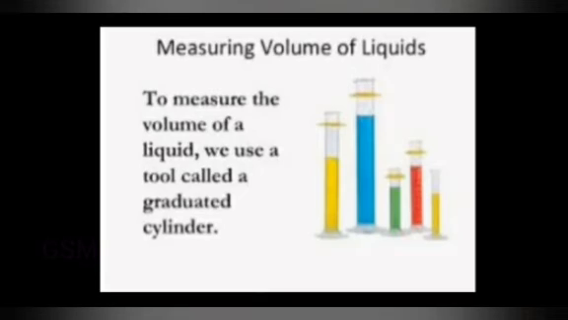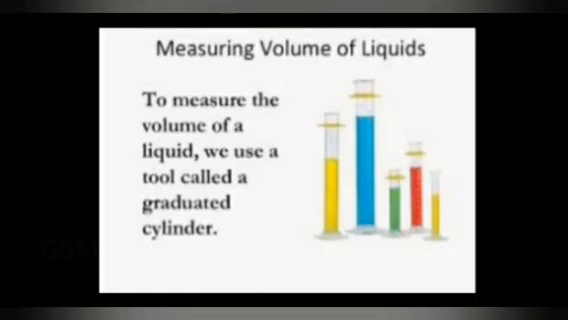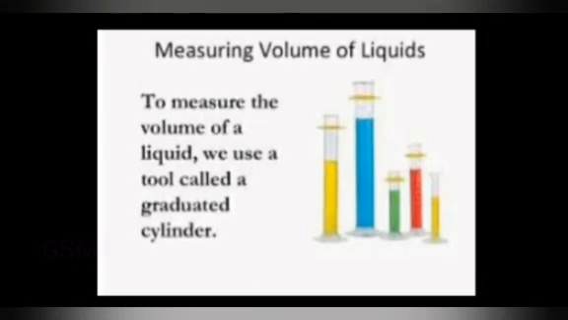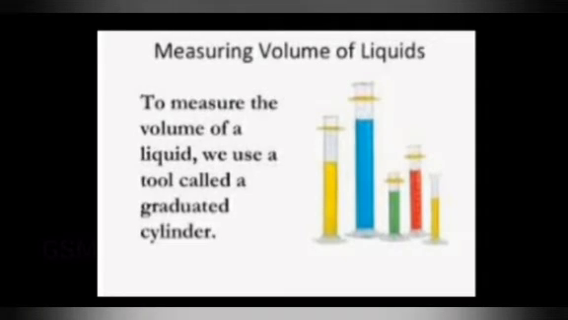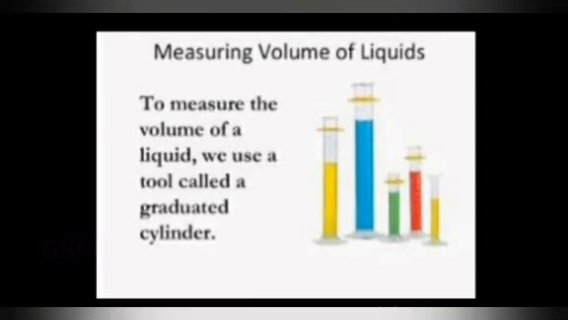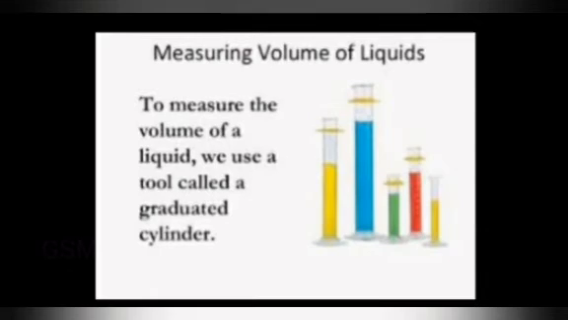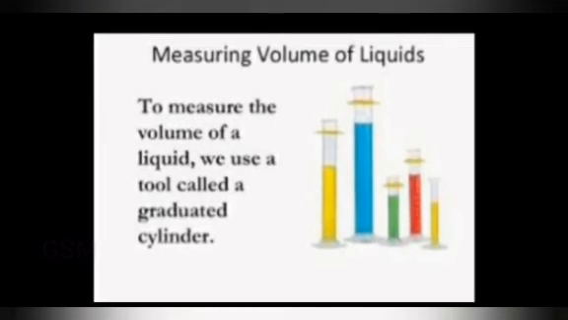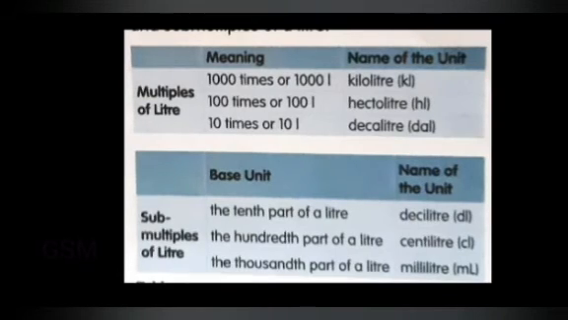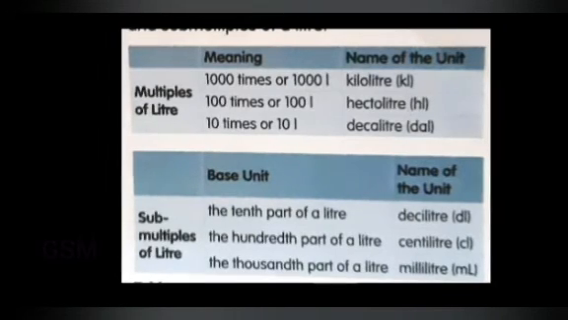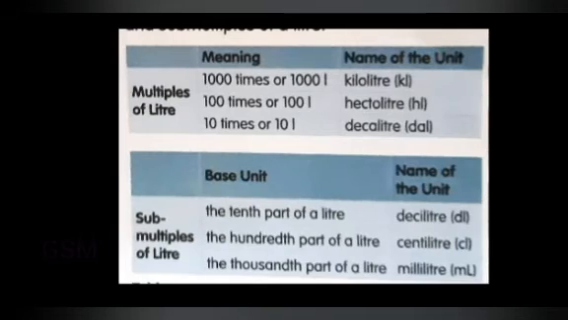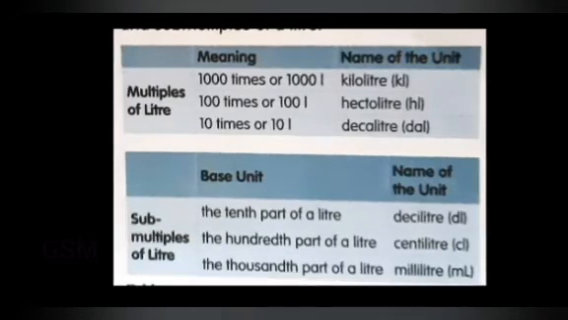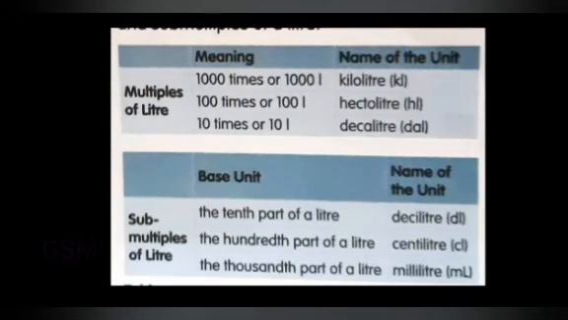And how do we calculate the volume of a liquid? Volume of liquids is measured using tools like a cylinder and beaker. The standard unit of measurement for volume of liquid is the liter. I have given one table with multiples of liter and submultiples of liter. Kiloliter, hectoliter, decaliter are multiples of liter, and deciliter, centiliter, milliliter are submultiples of liter.